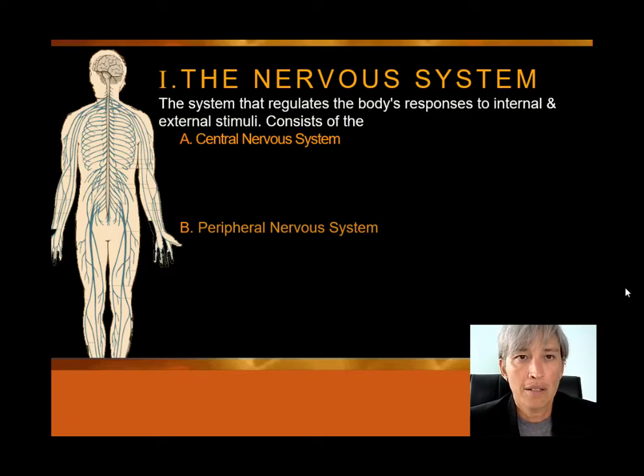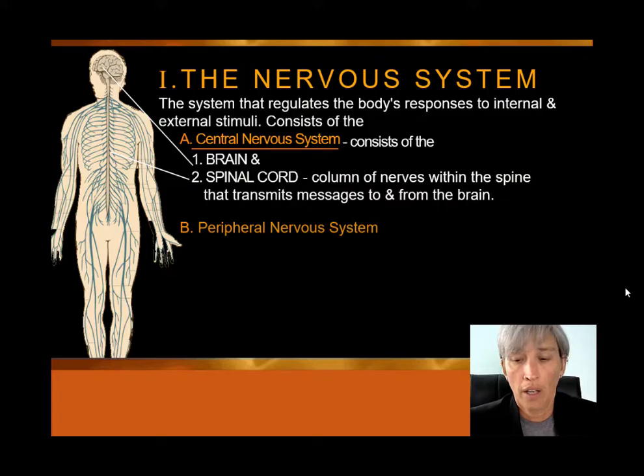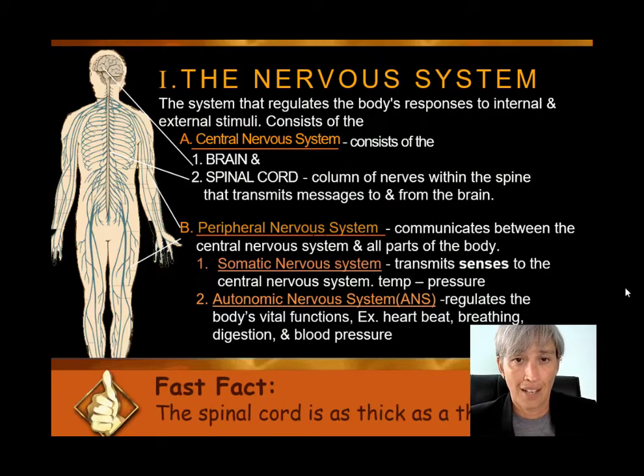All right, but let's keep it basic. The system that regulates the body's responses to internal and external stimuli, the nervous system, consists of two parts. That is the central nervous system, which is made up of our brain and spinal cord, and then the peripheral nervous system, which then sends information out to the rest of our body. You have two parts to your peripheral nervous system, which includes somatic and autonomic. And somatic transmits senses. Autonomic is more, well, I think of it as automatic. We don't have to think about our autonomic nervous system functioning. So this includes vital functions like heartbeat, breathing, digestion, and blood pressure.